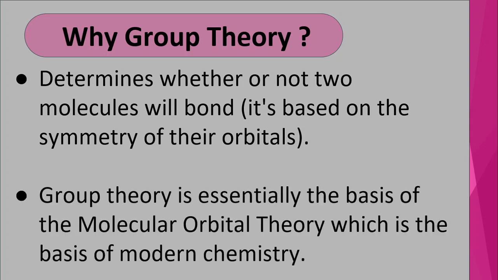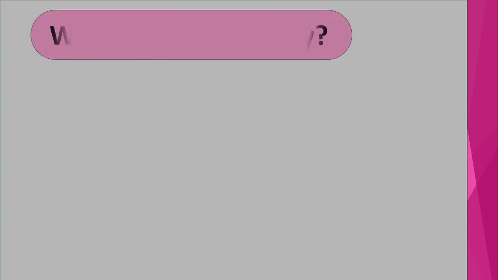So group theory is essentially the basis of molecular orbital theory, which is the basis of modern chemistry. Group theory is a base of molecular orbital theory, commonly known as MOT, VBT, CFT. So these are the different theories, and group theory is the base of all of them.